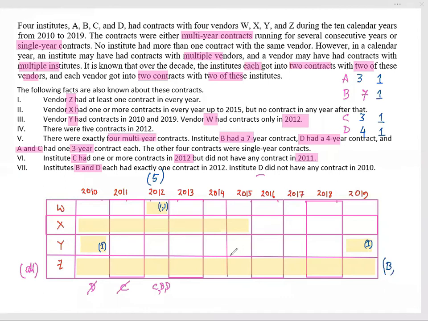Now, as for the contracts, we can find it out. These 10 for Z, these would be multi-year contracts. Similarly for X, multi-year contracts. A single-year contract is divided in this W for 2 single-year contracts in 2012. Y, 2 single-year contracts in 2 years, 10 and 19.